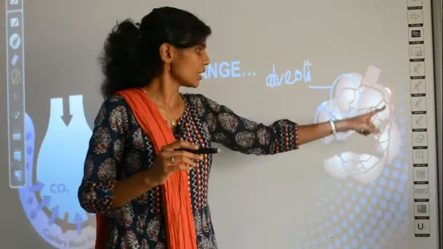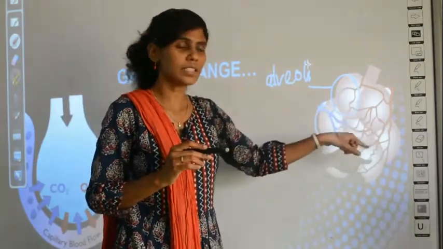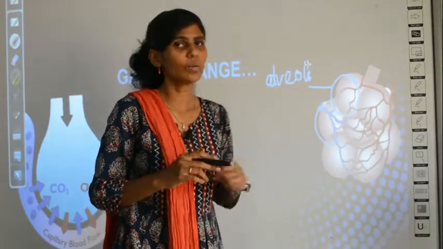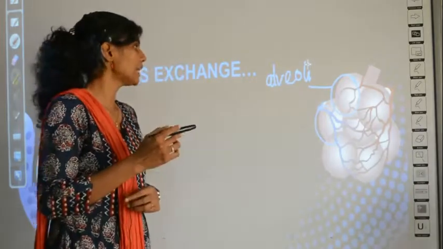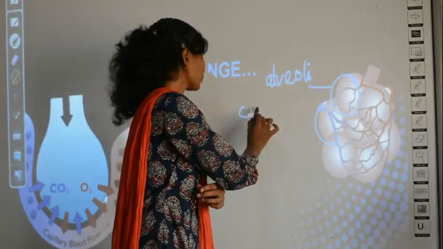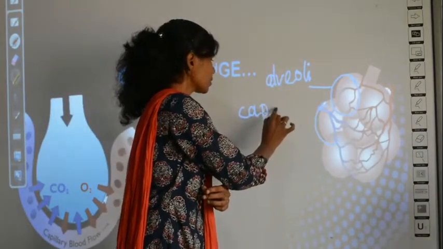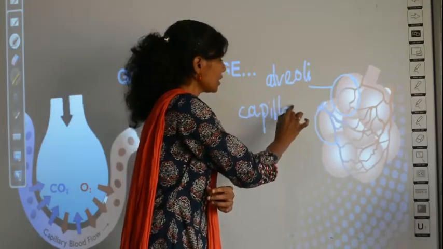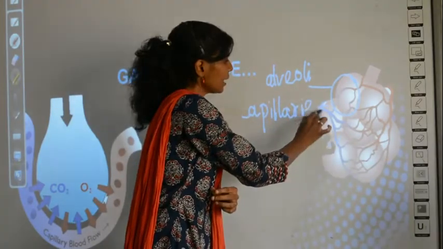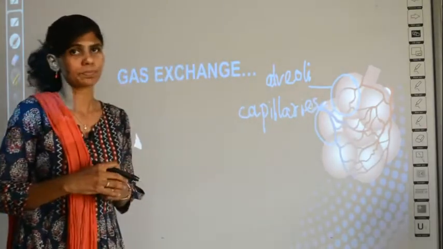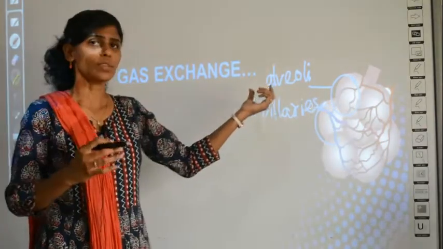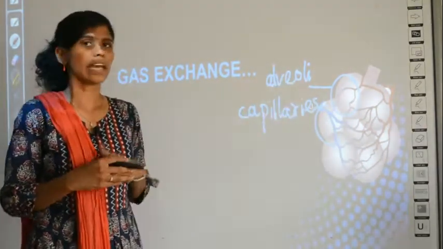And can you see some lines, red lines around and blue lines around? They are called capillaries. What are they called? Capillaries. So, the exchange is going to be between the alveoli and the capillaries. Clear?